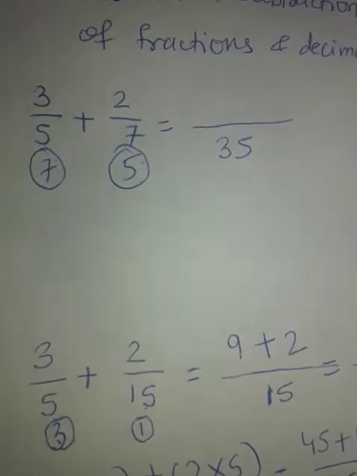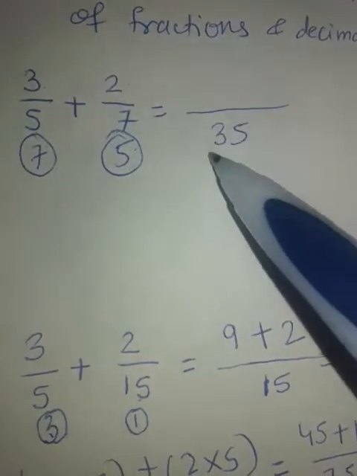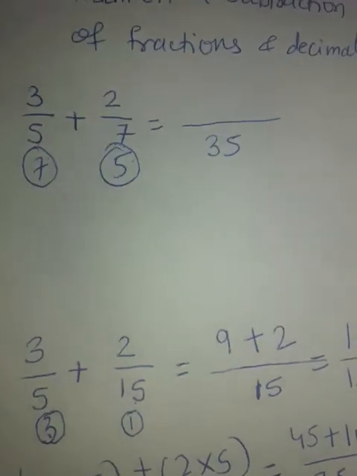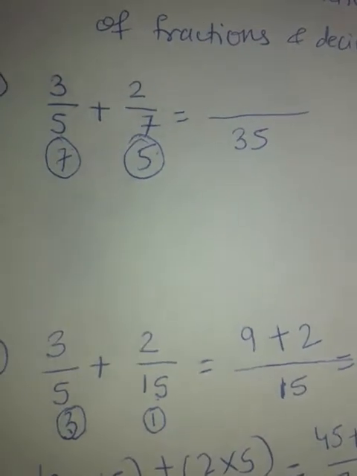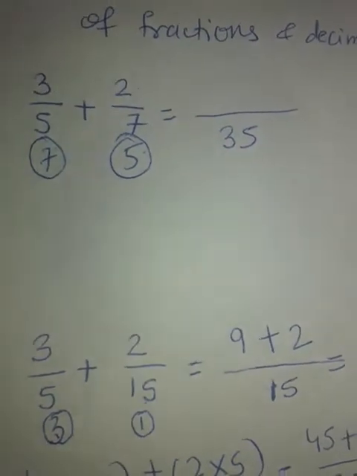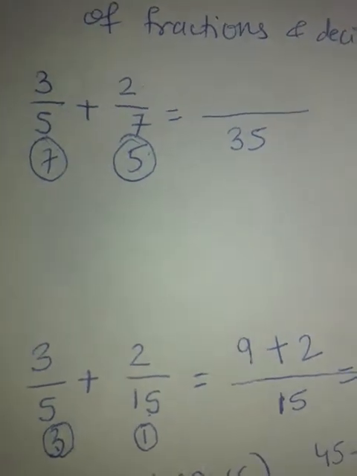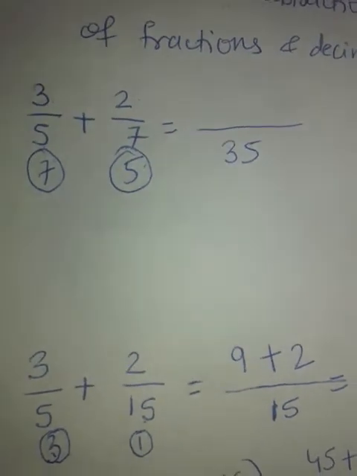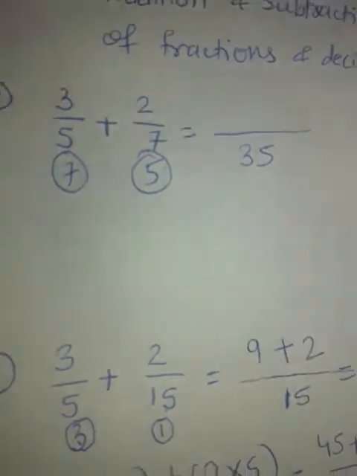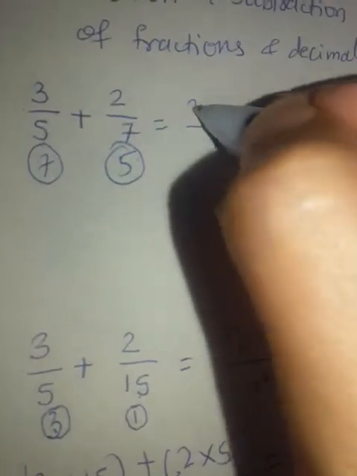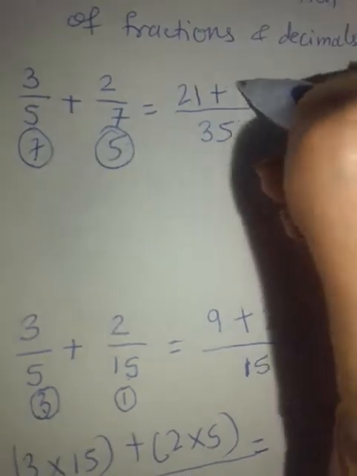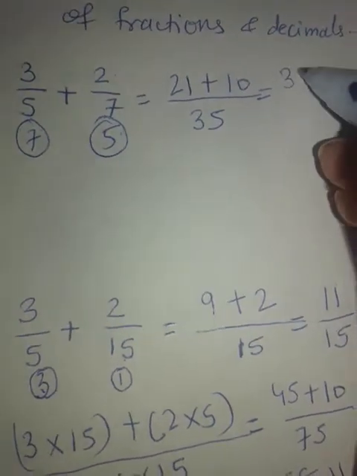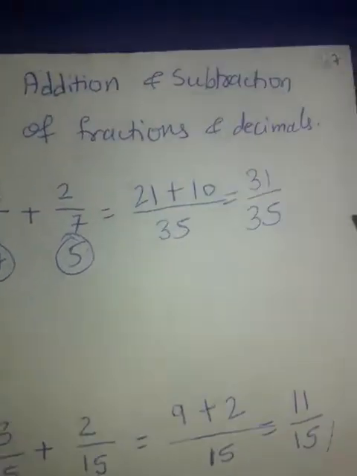So that cross multiplication procedure is right when the LCM is the product of these numbers. Otherwise it's a very long procedure. With that procedure you will get the right answer only, but you will have to reduce it further and it involves many calculations. So always find the LCM and do it. Here the LCM of 5 and 7 is 35. So this is multiplied by 7, this is by 5. 3 7s are 21. 2 5s are 10. So answer is 31 upon 35.